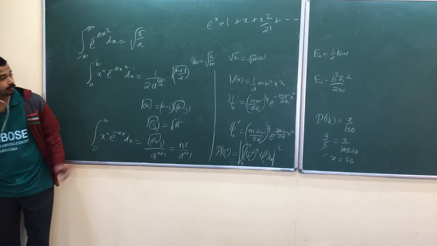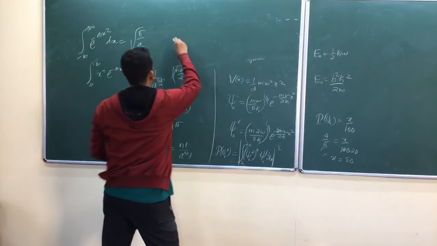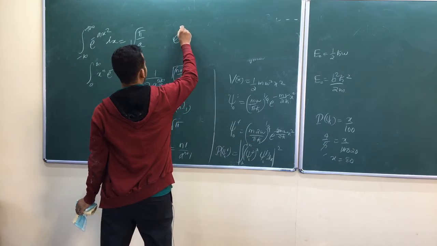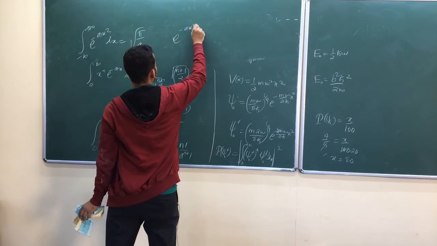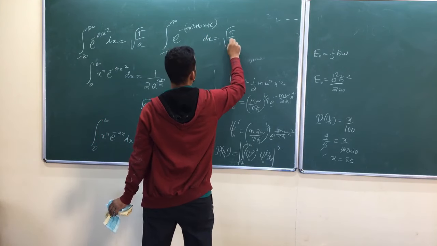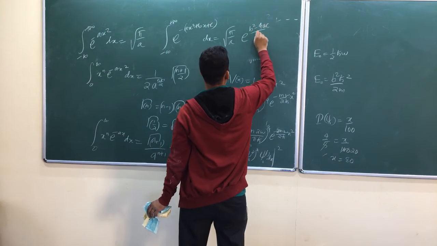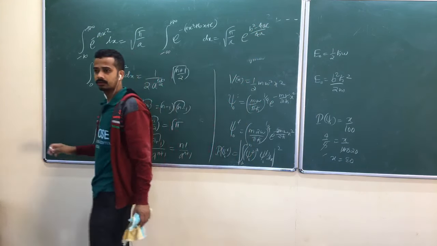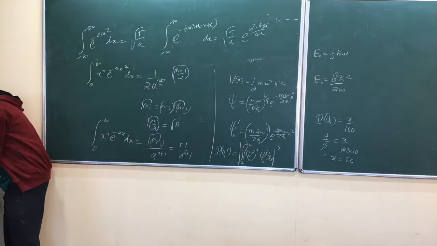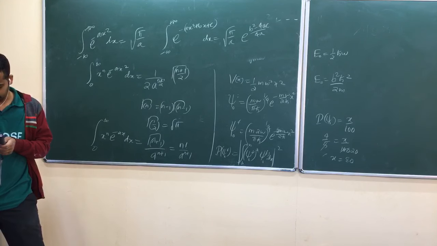Wait a second, I forgot one more formula here. What was that? E power minus ax square plus bx plus c. It was there in Griffiths. Is it 4a or 2a? 4a.